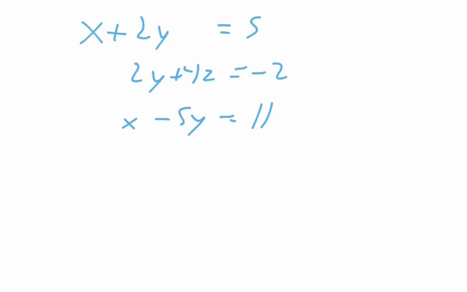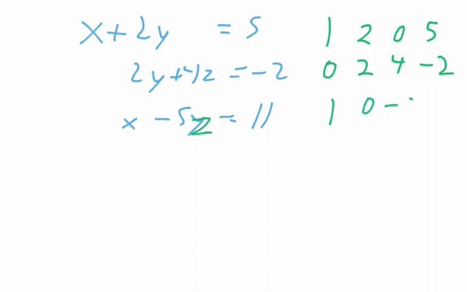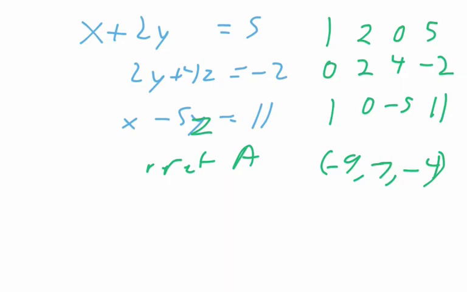Alright, for this one you're going to go back to the same place and edit your matrix. And it'll say 1, 2, 0, 5, 0, 2, 4, negative 2, and 1, that's a Z right there, 0, negative 5, 11. And when you plug this in, and you do your RREF of letter A again, you get the answer of negative 9, positive 7, negative 4.